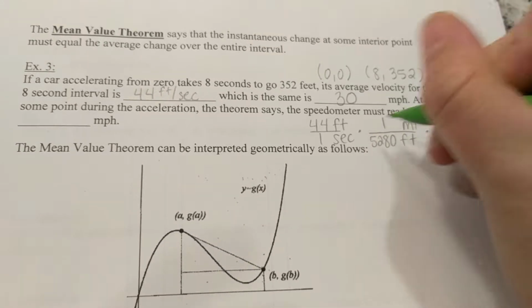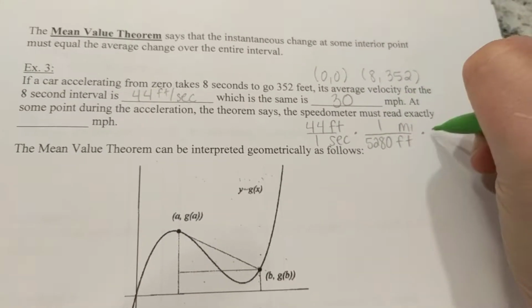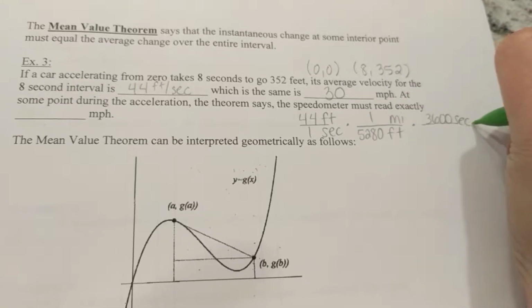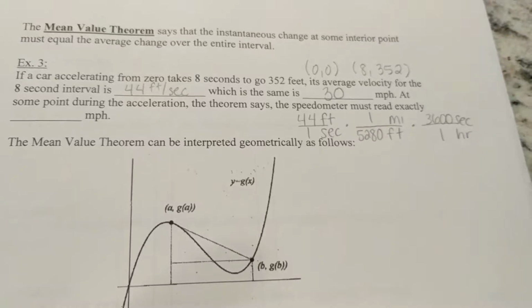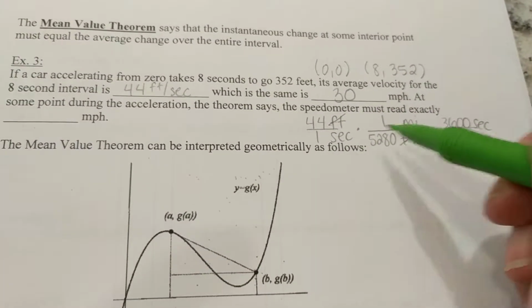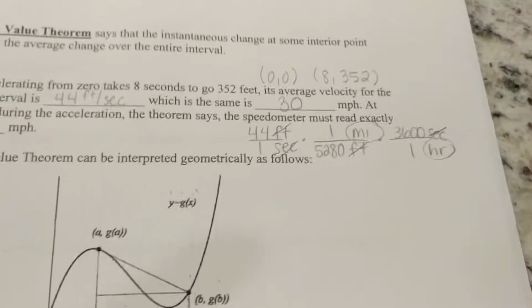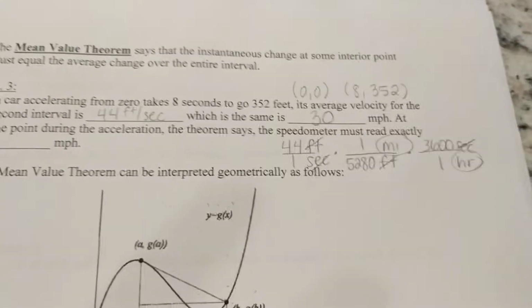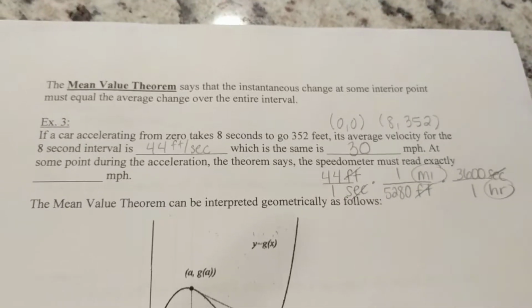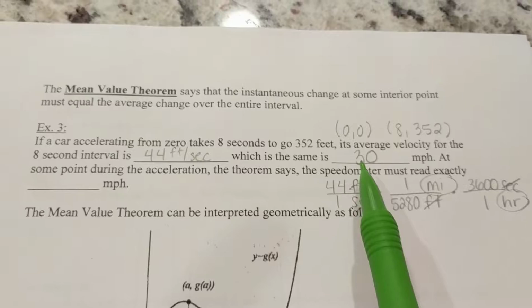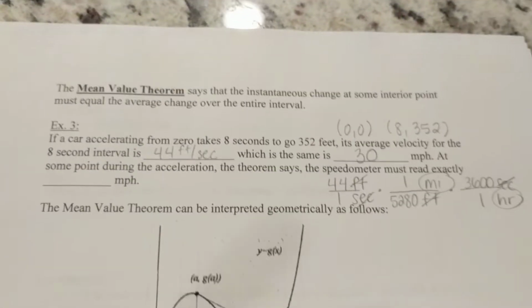And then we want to convert seconds to hours. There's 3,600 seconds in 1 hour. So when we do our unit conversion, you're left with miles on top and hours on the bottom. So we get 30 miles an hour. So where you first thought it was actually quite impressive, it's really not that impressive, that in 8 seconds it gets up to 30 miles per hour.